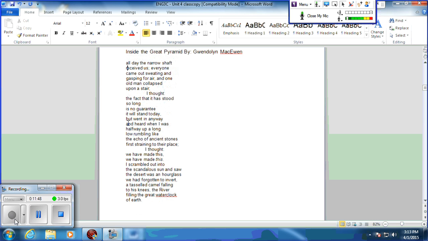So as all day the narrow shaft received us, everyone came out sweating and gasping for air. And what old man collapsed upon a stair, I thought. The fact that it stood so long is no guarantee it will stand today. But I went in anyway. When I was halfway up, a low rumbling like an echo of ancient stones first straying to their place, I thought, we have made this. We have made this. I scrambled out into the scandalous sun and saw the desert with an hourglass we had forgotten to invert. A tasseled camel falling to his knees, the river filling the great water clock of earth.